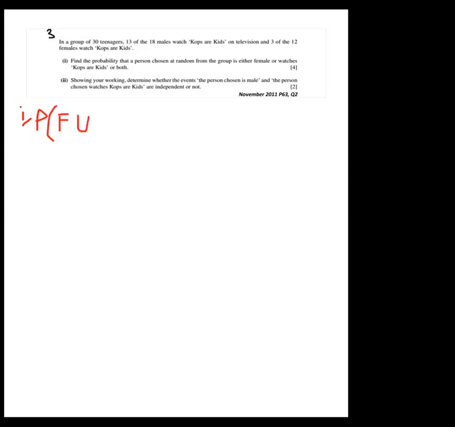So we have to find the probability for either female or watches Cop Circuits, representing Cop Circuits as K, or both, meaning female and Cop Circuits. So we'll find the probability that the person is a female, then the probability that they watch Cop Circuits, and the third for female and Cop Circuits, and then add them all up. So for female, there are 12 females from the 30. So 12 upon 30.